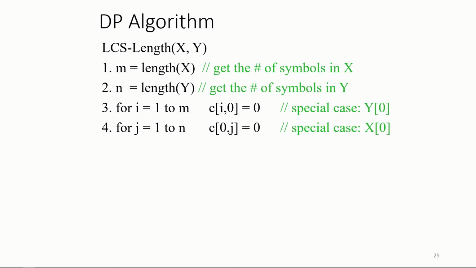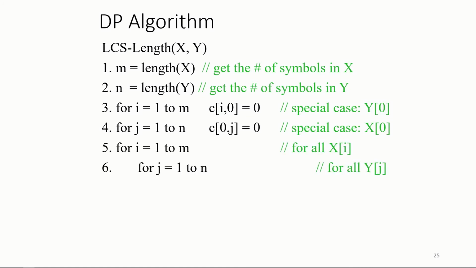Why? To understand this, you need to understand what a cell Ci0 means. It means we are considering only the first i characters from the string x and not considering any characters from string y. For this configuration, there cannot be any common characters because the string y has only 0 characters. That is why the value of these cells are 0.